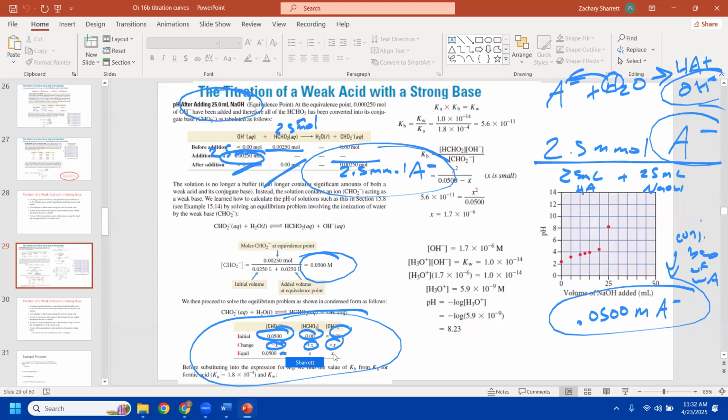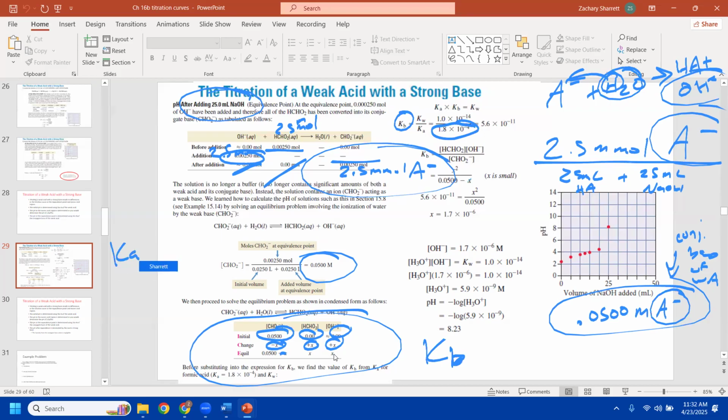But in this case, this is a Kb expression, right? The base grabs the water to make OH minus, so we have to find Kb. I'm not going to give you Kb of the conjugate base of the weak acid. How would we solve for that? Kayla? We have the Ka. The Ka was given in the problem, or we could have looked it up. The Ka is 1.8 times 10 to the negative 5.